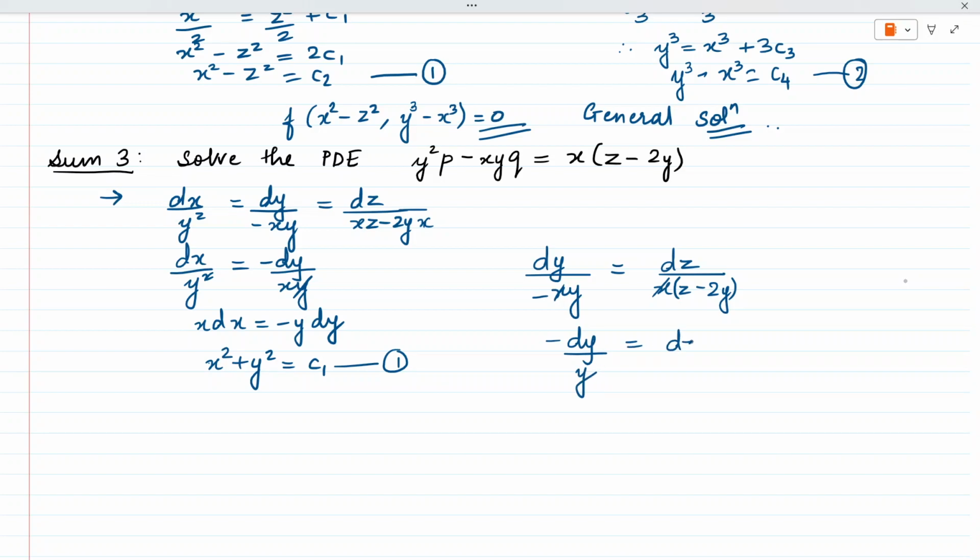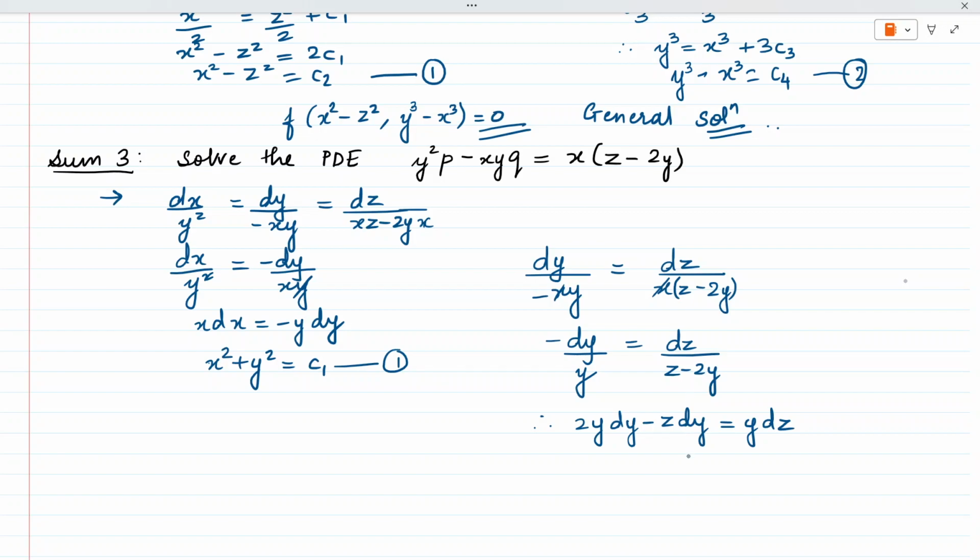But here again I have a y remaining. Variable separable form में यहाँ पे सिर्फ z बचना चाहिए था. Correct? So let's see. Let's cross multiply. If I cross multiply, I have 2y positive with dy. Z will become negative with dy. And here y dz. Is this correct? Any doubts? Clear so far?